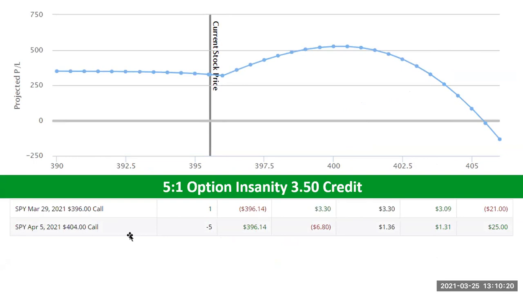Now, I reference this one every week. And why do I do that and not all of the other trades? Well, all of the other option insanity trades are not similar to this one. So this one's going way out in time, right? And so most of them we're talking about 2, 3, 4 days in length.